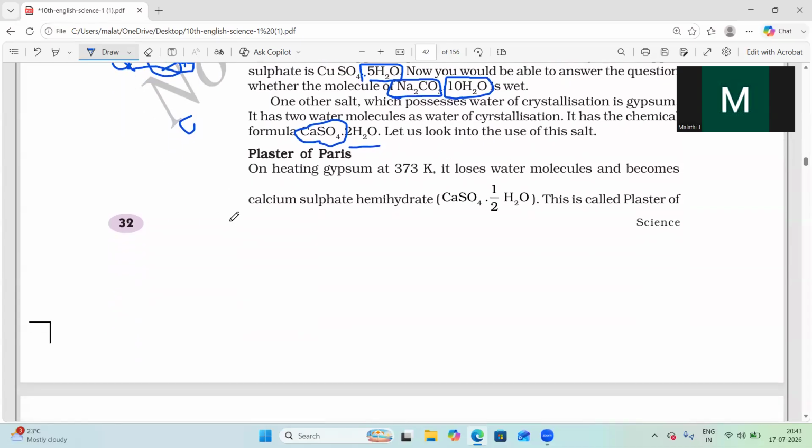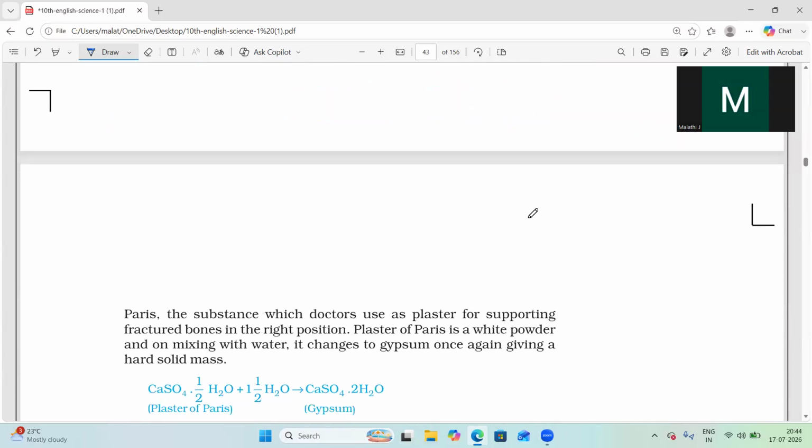The last salts in your acids, bases, salts chapter: we studied washing soda, baking soda, NaOH, how they are formed and what the uses of those are. The final one is plaster of Paris. On heating gypsum at 373 Kelvin, it loses water molecules and becomes calcium sulfate hemihydrate. This is called plaster of Paris.